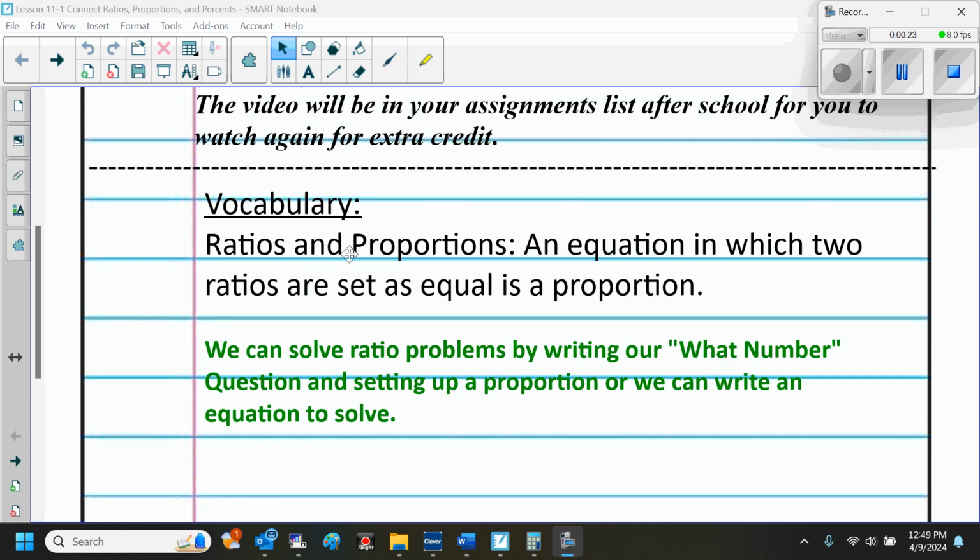So for the vocabulary, it says ratios and proportions. An equation in which two ratios are set as equal is a proportion. Now, again, we can solve ratio problems by writing our what number is question and then setting up a proportion and cross-multiplying or using equivalent ratios. Or, what we're going to practice a little bit today, is we can write an equation to solve.